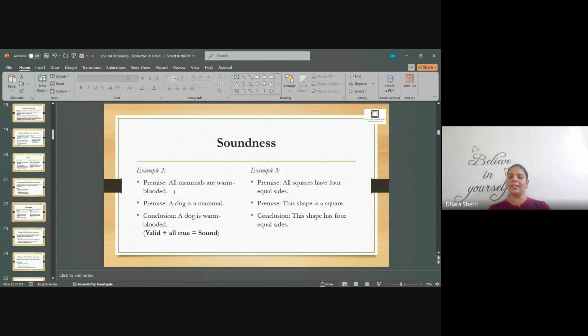All mammals are warm-blooded. A dog is a mammal. So a dog is warm-blooded. Valid plus all true. Another example of a sound argument: all squares have 4 equal sides. This shape is a square. So this shape has 4 equal sides. Clear with the concept of soundness? Validity plus true premises. That is called a sound argument. Clear, everyone? Okay.